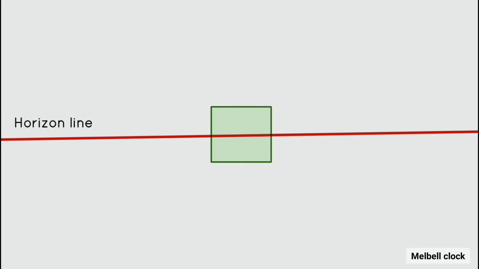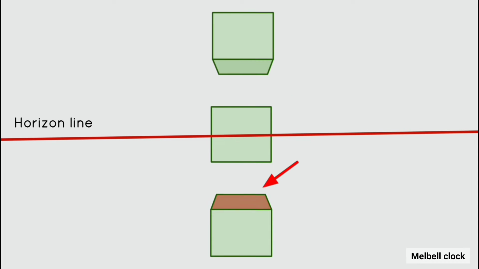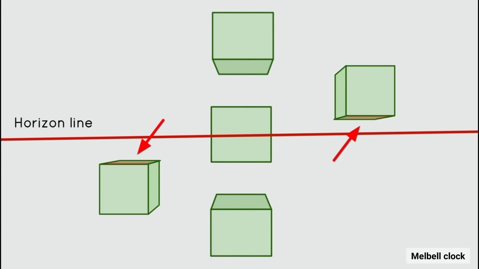If the object is in the middle of the horizon line, you can see its top and bottom surfaces. If the object is above the horizon line, its bottom surface is visible. Similarly, if the object is below the horizon line, you can see its top surface. The closer they are to the horizon line, the less their top and bottom surfaces are visible, and vice versa.